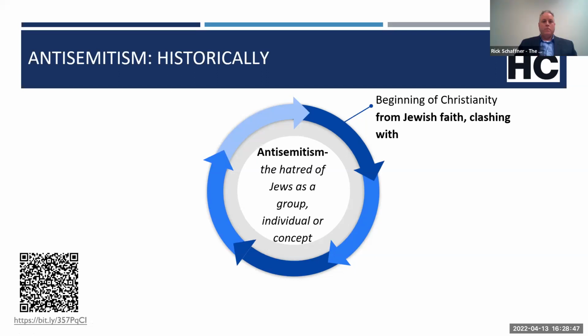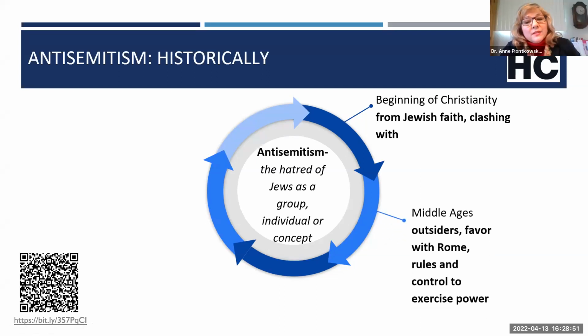Back and forth. So if we go to the next piece, Rick, and we're talking about it moving into the Middle Ages, of course, being from 500 Common Era to 1500, Jews were seen as outsiders. And oftentimes they would work against Jews in order to gain favor with Rome.